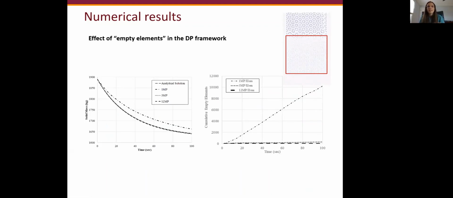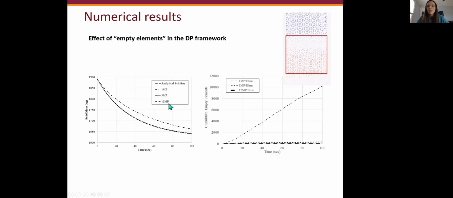I also want to highlight one particularity of the double point formulation. If you look at this plot, we have the analytical solution over here, and then three different simulations using the double point formulation, considering different numbers of liquid material points from the beginning. If you have one liquid material point per element in the beginning, you get these results, which do not resemble or do not converge to the analytical solution.